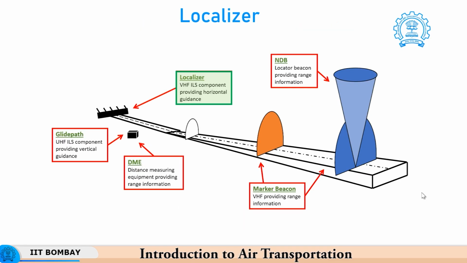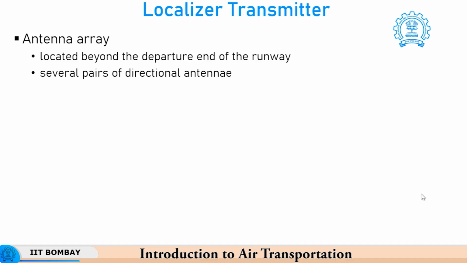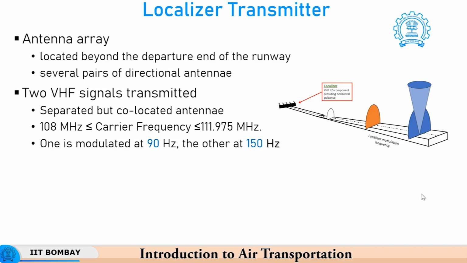First, let us look at the localizer, which, as I mentioned, uses a VHF to give you the horizontal guidance. The localizer transmitter is basically an antenna array which is located beyond the departure end of the runway, and it consists of several pair of directional antennae. It transmits two co-located VHF signals, and globally the carrier frequency for the localizer is between 108 megahertz to 111.975 megahertz.